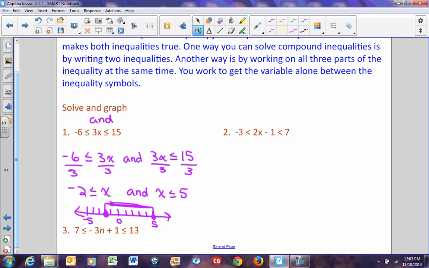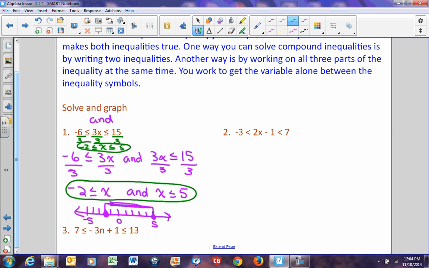Now I can do the same thing with the same inequality, but I can solve it all at once. I'm going to do this in green so you can see it. All I would have to do here is divide by 3. I divide by 3 on this side of this part of the inequality. I divide by 3 on this side of that inequality. So you get negative 2 is less than or equal to x, which is less than or equal to 5. Exactly the same thing I got there, but written as a single inequality versus written with the word and.